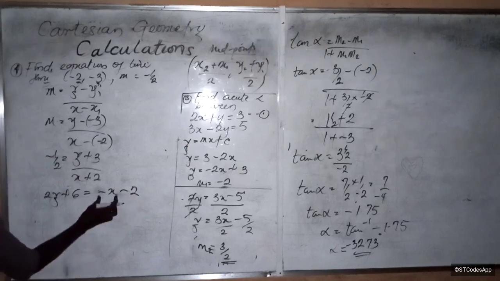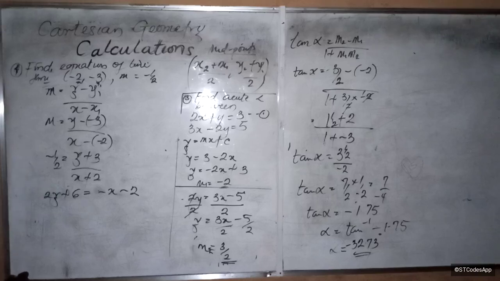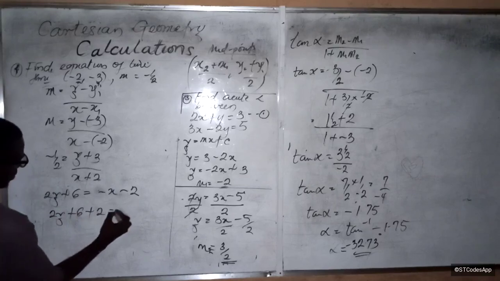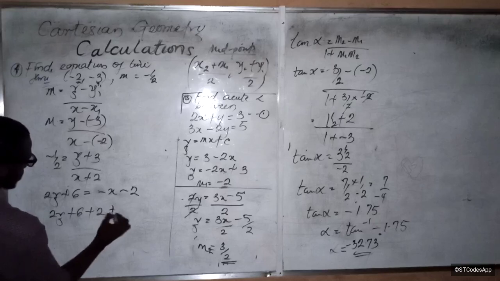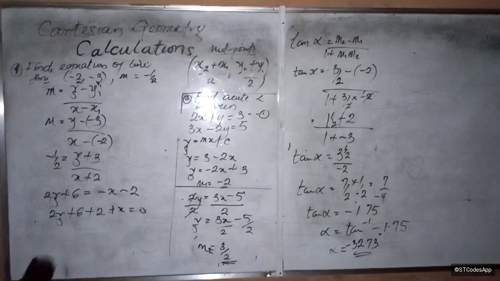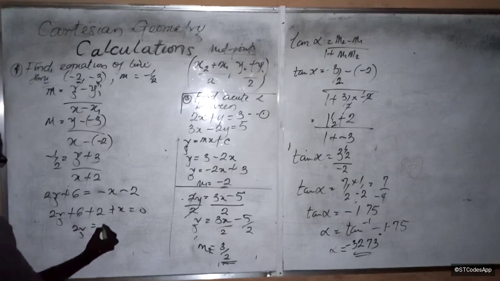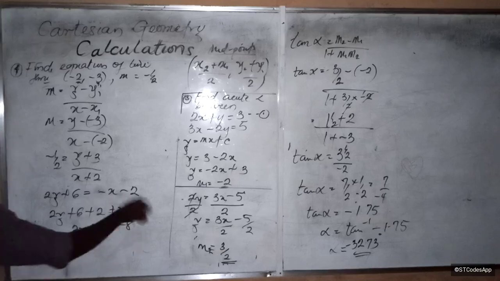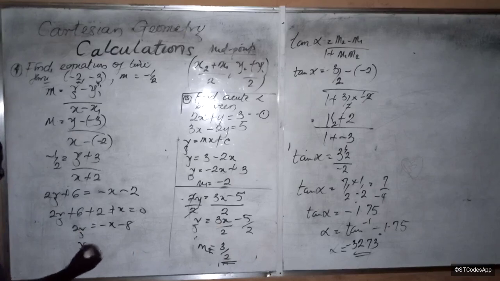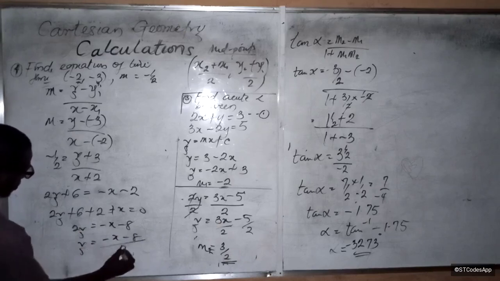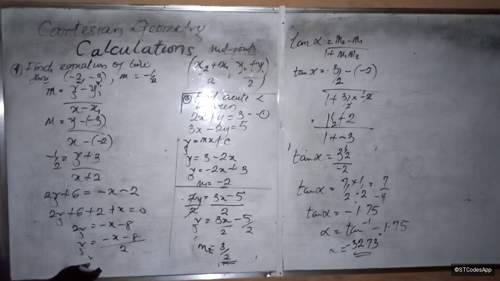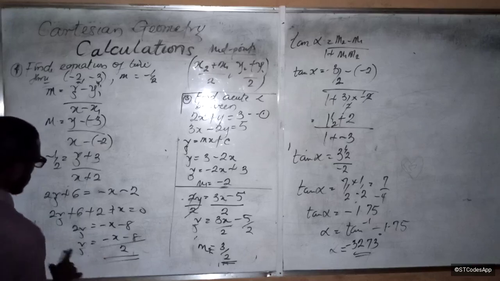So what do we have? There are no like terms here. But there are like terms, this and this. So we can bring all of them here so that we have 2y plus 6 plus 2 plus x is equal to 0. So we have 2y is equal to minus x minus 8. So y will be equal to minus x minus 8 over 2. This is the equation of the line, y equal to mx plus c.